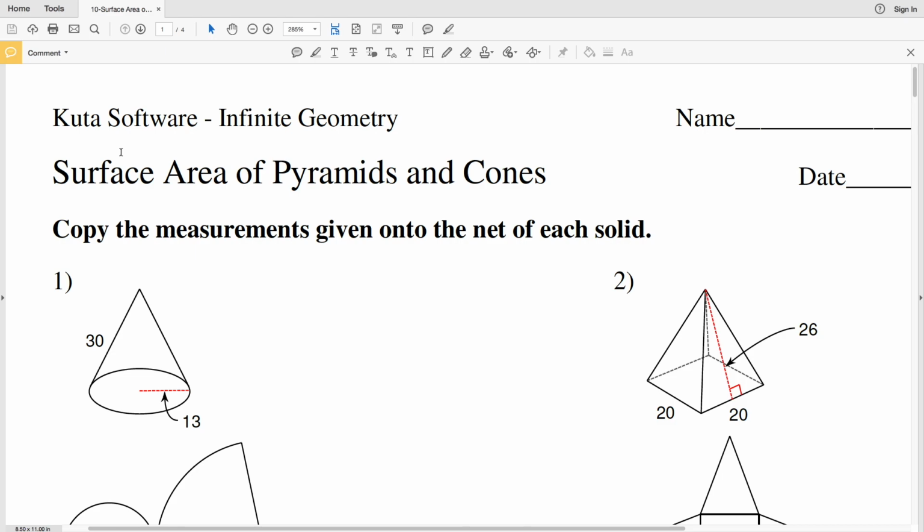In this video, we're going to start the Kuta Software Infinite Geometry free worksheet, Surface Area of Pyramids and Cones. Our directions for this first section are to copy the measurements given onto the net of each solid.